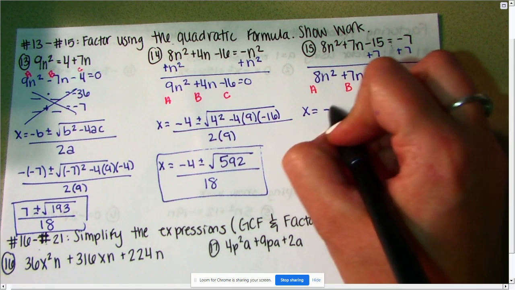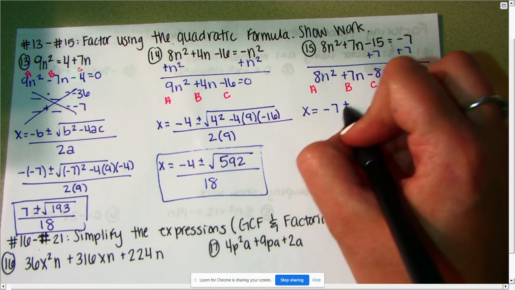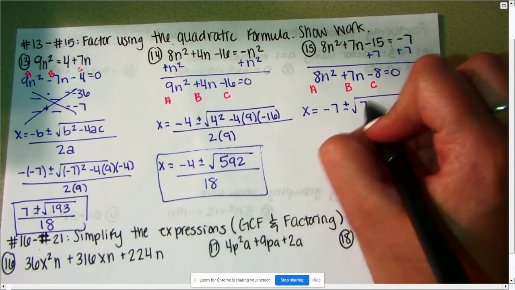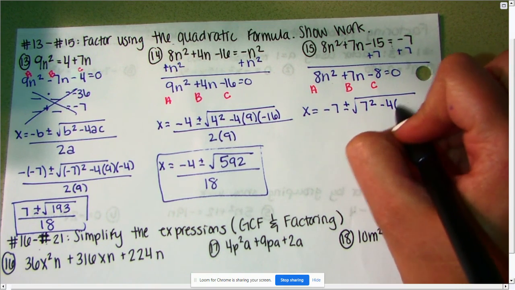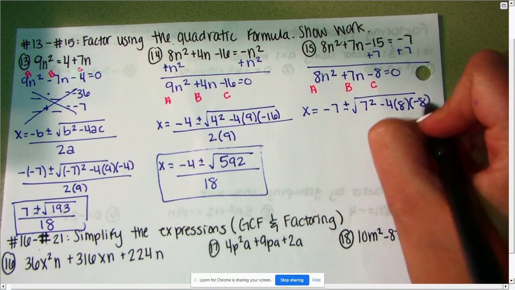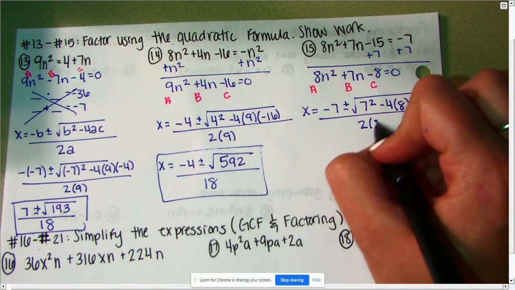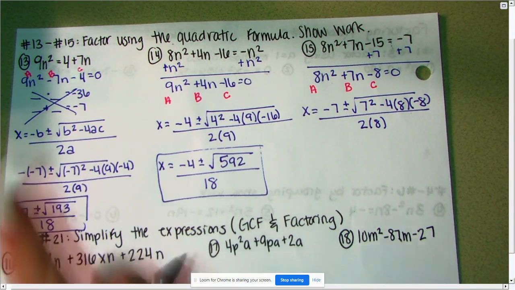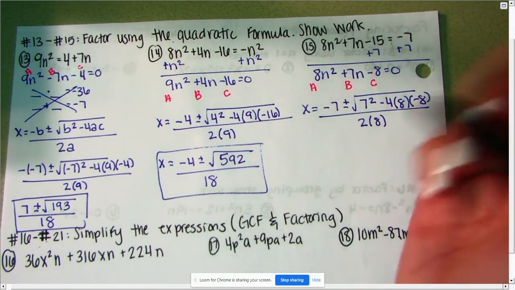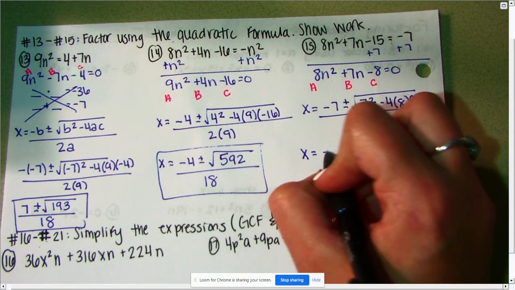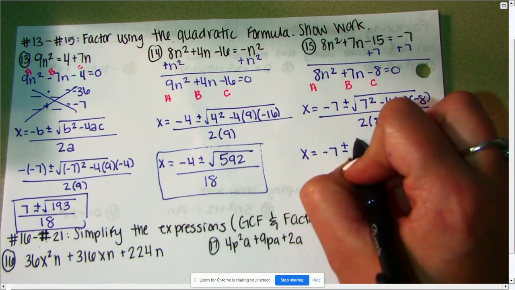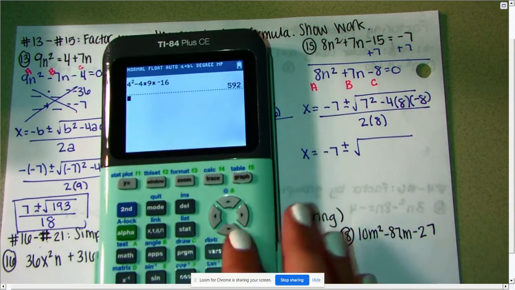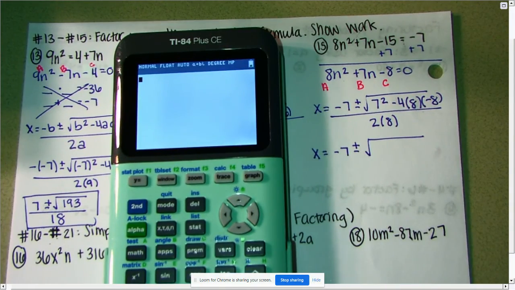X equals negative B, so negative 7 plus or minus the square root of 7 squared minus 4 times 8 times negative 8 all over 2 times 8. Again, I'm just substituting into this formula as I go. I'm going to go ahead and simplify now, so I get negative 7 plus or minus the square root. And again, I do not type my square root in my calculator because if I do, it's not going to be an easy problem.